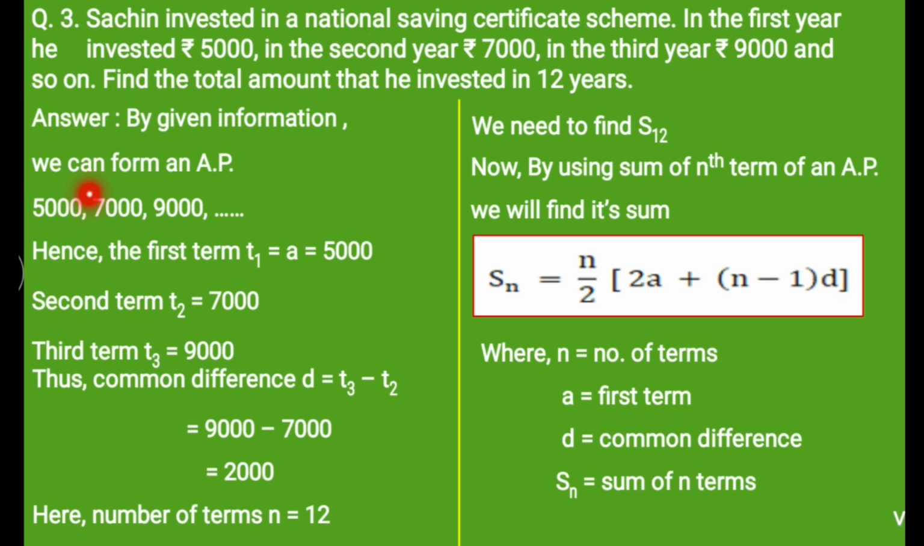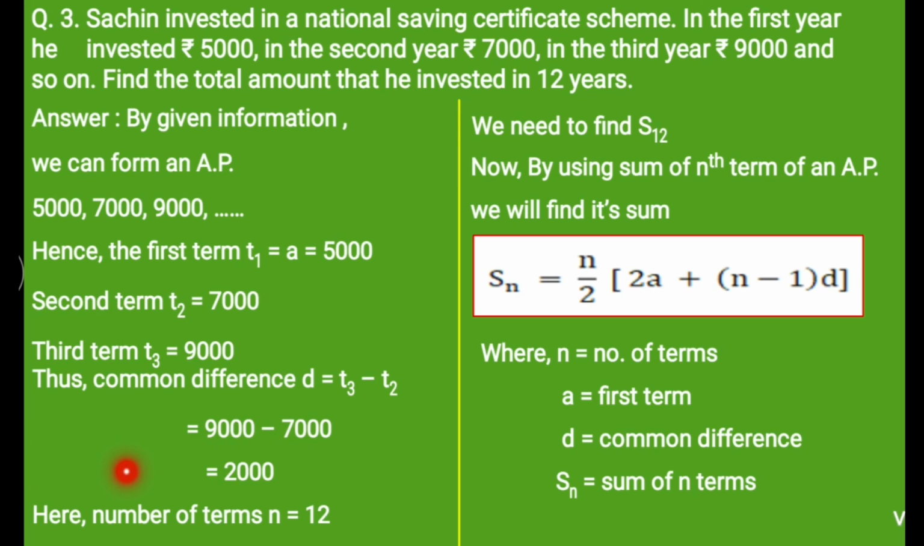So we write here answer. By given information, we can form an arithmetic progression. So the first year investment is rupees 5,000, second year investment is rupees 7,000, and third year investment is rupees 9,000, and so on. Hence the first term T1 equals A equals 5,000, second term T2 equals 7,000, third term T3 equals 9,000.